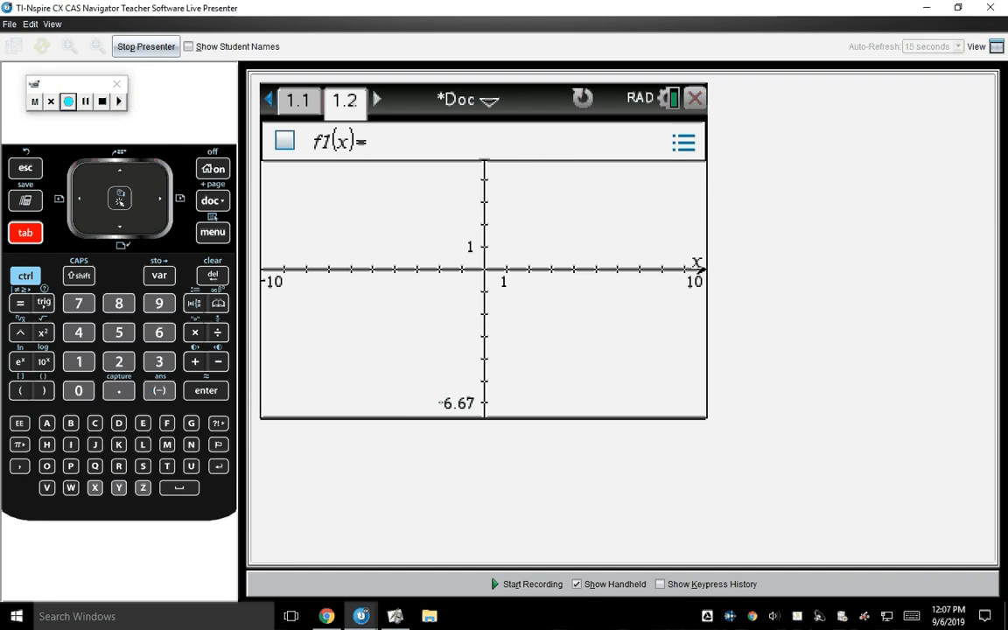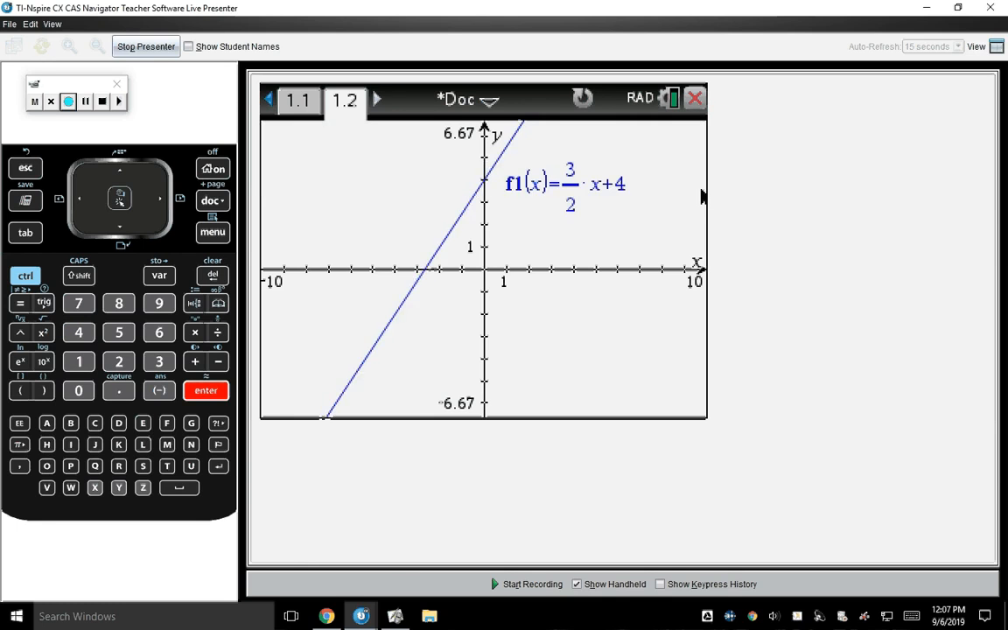And we're going to put, follow me, control divide, 3 over 2, x plus 4. And press enter. There's your first function. There's your first graph, your first line.